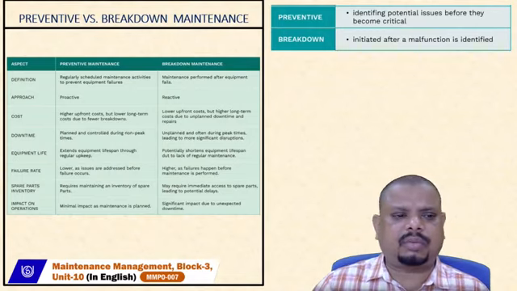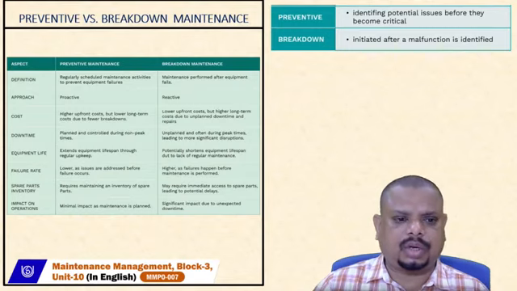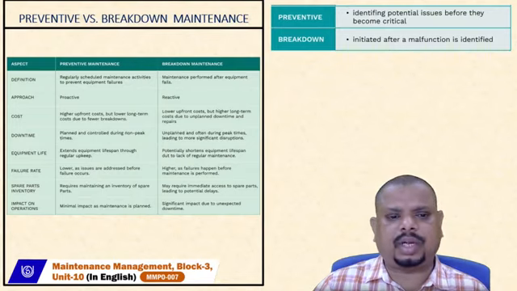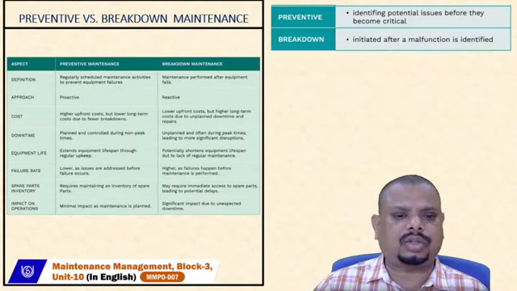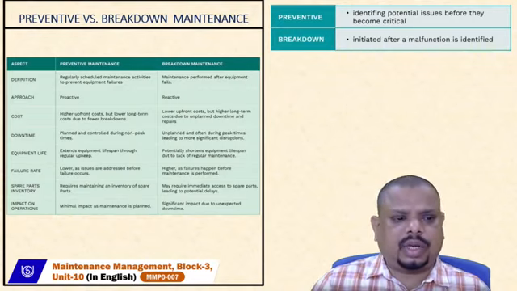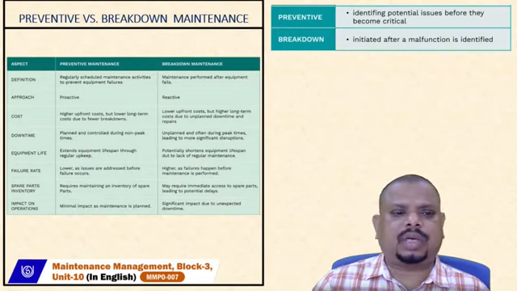The next aspect is cost. Preventive maintenance has a higher upfront cost but lower long-term cost due to fewer breakdowns. But in case of breakdown maintenance, there is lower upfront cost but higher long-term cost due to unplanned downtime and repairs.